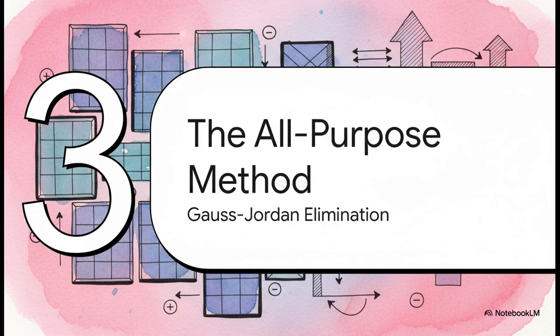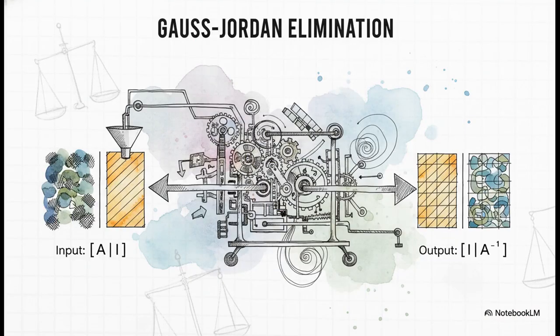That 2x2 shortcut is awesome, right? But what happens when you have a bigger matrix, like a 3x3 or a 4x4? For that, we need to bring out the heavy machinery. It's a more powerful, all-purpose method called Gauss-Jordan elimination. And the great thing is, it works for any size square matrix. The logic here is actually pretty genius. What you do is you take your matrix, A, and you place it right next to the identity matrix, I.